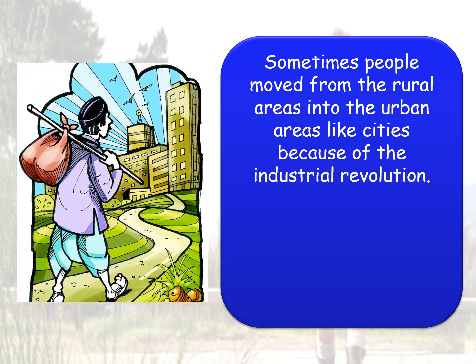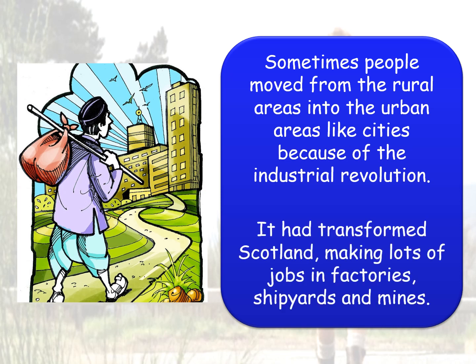Sometimes people would move from the rural areas into the urban areas like the cities because the Industrial Revolution had happened. That was part of the slave trade's benefit to Britain. It helped pay for this Industrial Revolution, and when that happened, lots of new factories and things like that were being opened and people were able to get jobs there. It pretty much transformed Scotland.